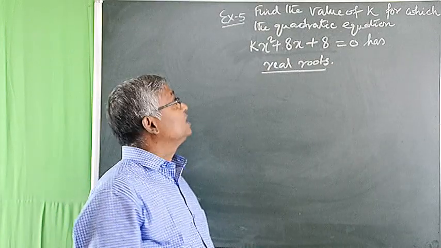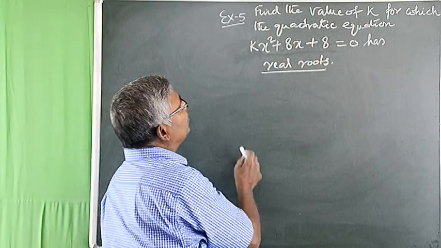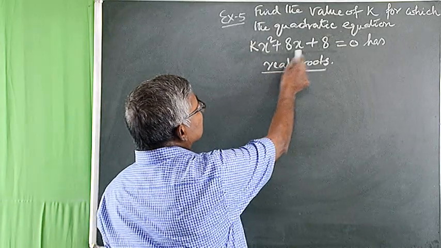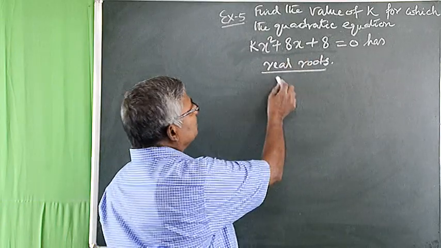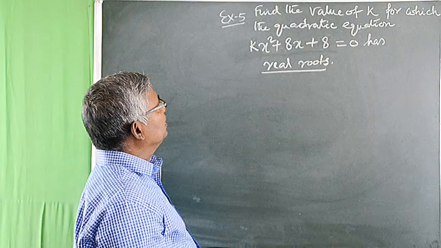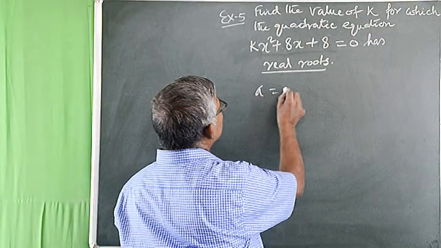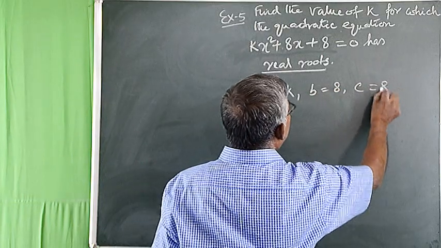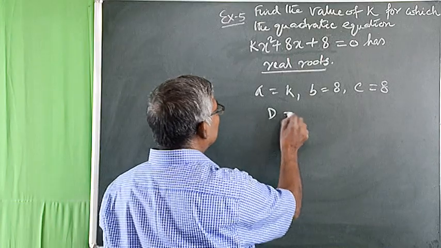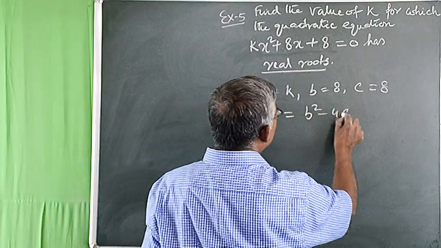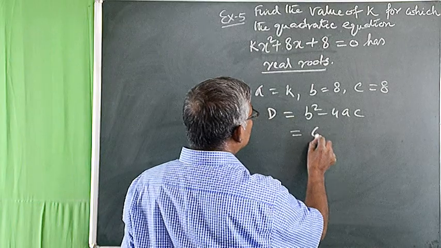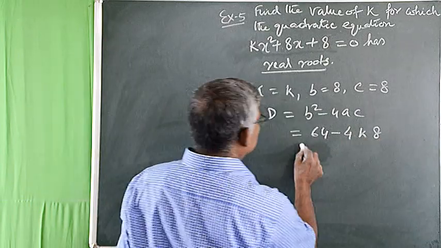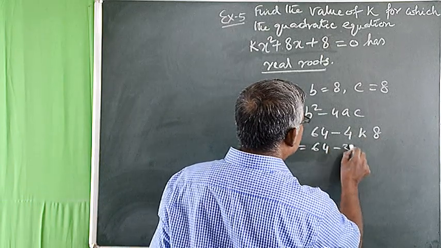Students, let us consider the fifth problem. Find the value of k for which the quadratic equation kx square plus 8x plus 8 equal to 0 has real roots. Students, here we get a equal to k, b equal to 8 and c equal to 8. So d equal to b square minus 4ac equal to 64 minus 4 into k into 8 equals 64 minus 32k.